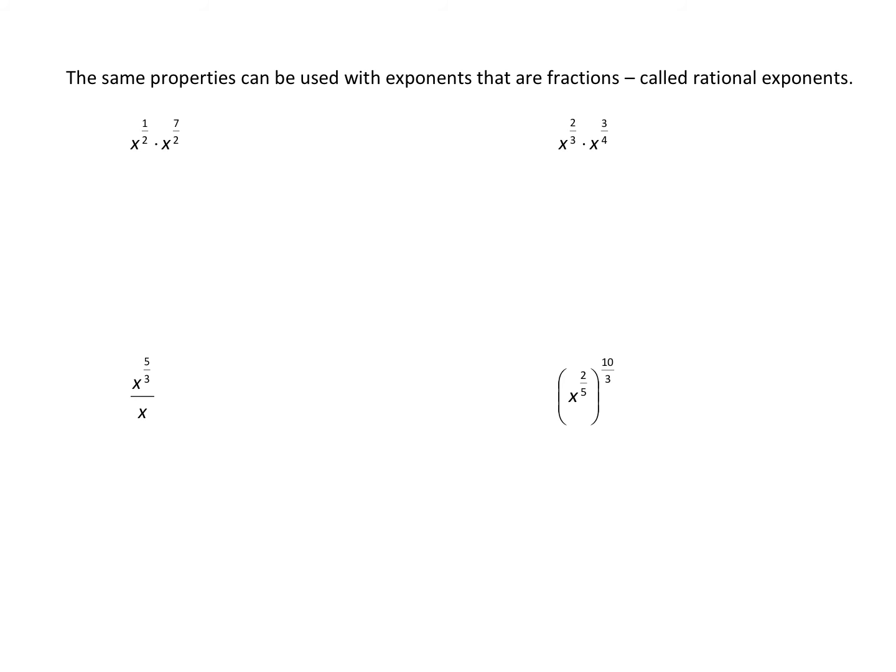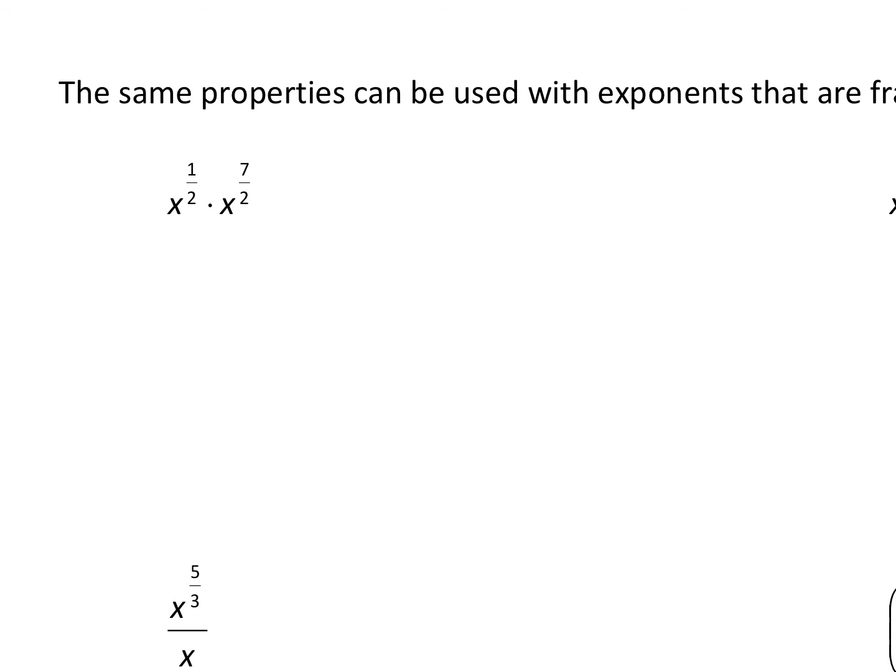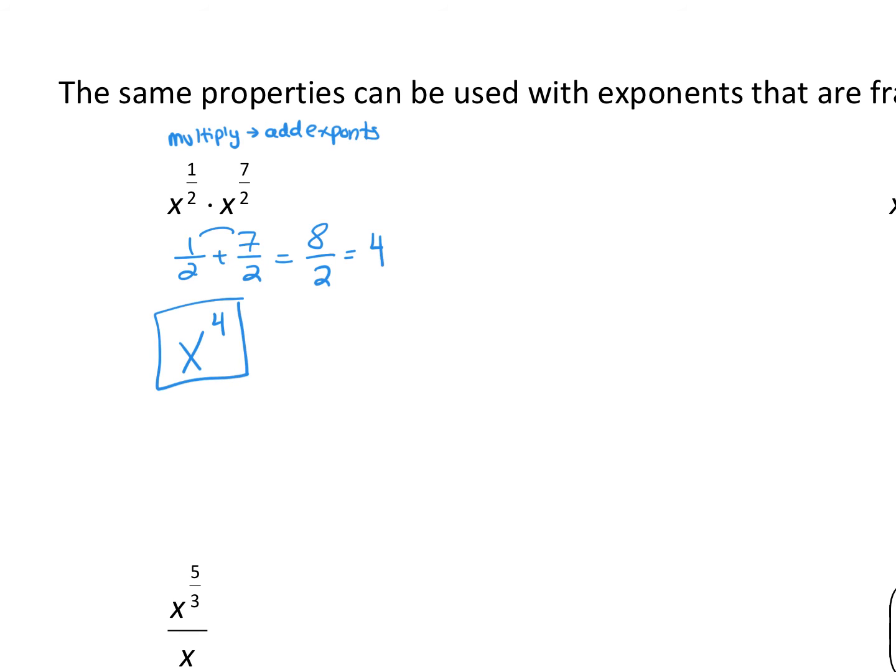All right, let's take a look at same rules, but now we're going to talk about some fractional exponents. So again, I'm multiplying here. So when I multiply, I'm going to add my exponents. So I'm going to add 1/2 plus 7/2. So remember, when we add exponents, our denominator stays the same when we add the top. And then if we can reduce that fraction, we can, which 8 divided by 2 is 4. So my final answer would be x to the 4th. Don't forget to put the base back in.